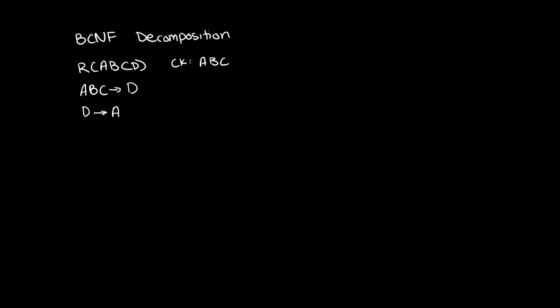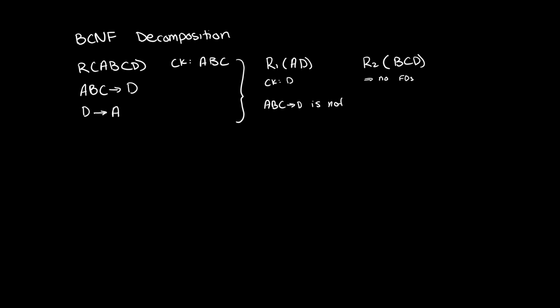Let's look at an example. Here D to A violates BCNF, so we decompose the relation into ABCD minus A, which is BCD, and DA. But the original dependency ABC to D is not preserved, so this BCNF decomposition is not dependency preserving.